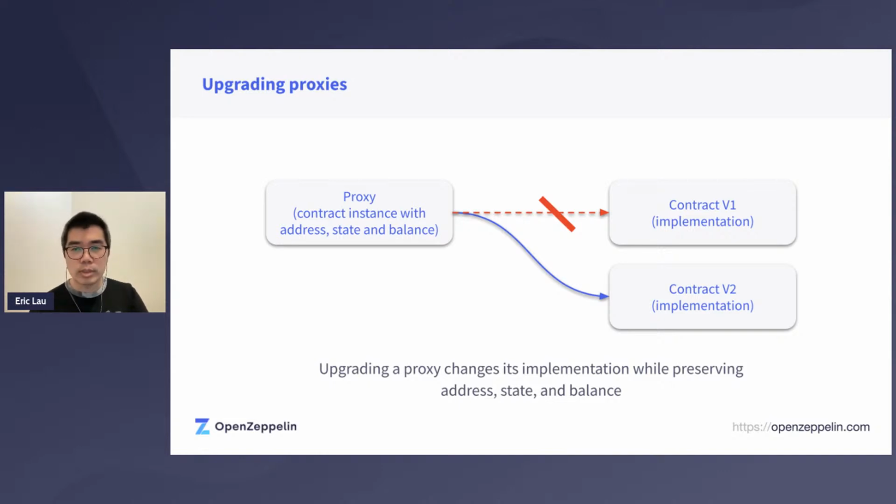Now, in order to upgrade a proxy, what you can do is simply change the pointer of your proxy to point to a different implementation contract. And what this does effectively is that this allows you to upgrade the logic used by your contract without affecting the address, state, or the balance.